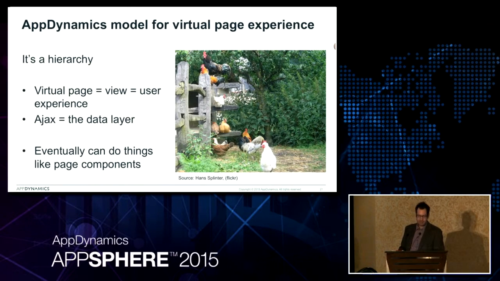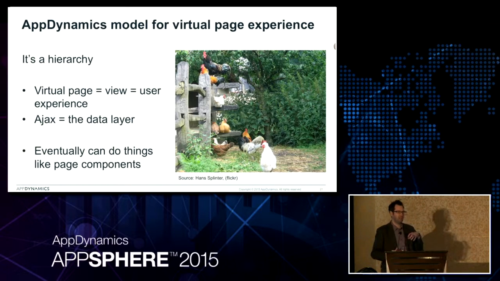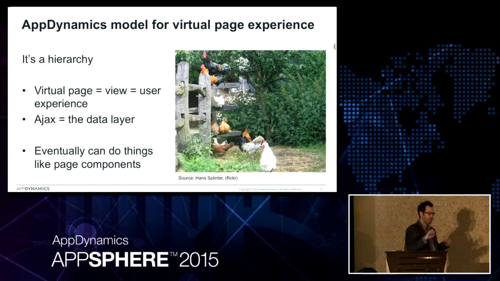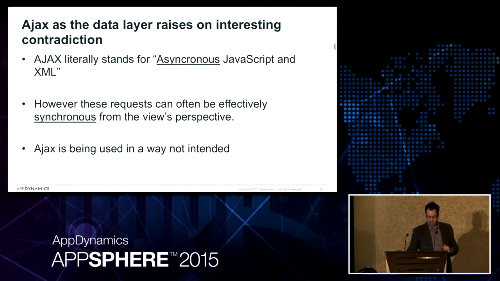OK, so here's the AppDynamics model. We basically build a hierarchy. It's built on this concept we're calling the virtual page. That's basically what equals a view, which is what we believe equals user experience. And then Ajax is the data layer, so we're building a mapping between virtual views and Ajax requests. The nice thing about this model is that it's extendable. As we get into things like page components, often you may load a specific facet of your page, so we can slot things like that into the model as well and expand it. Ajax as a data layer does raise one interesting contradiction.